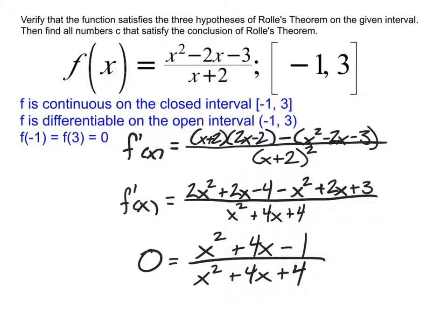Little side note here, because there's always somebody who ends up wondering this. Can I cancel out the x squareds? No, because remember, in order to cancel something out, I'm dividing it out of every single term on top and bottom.